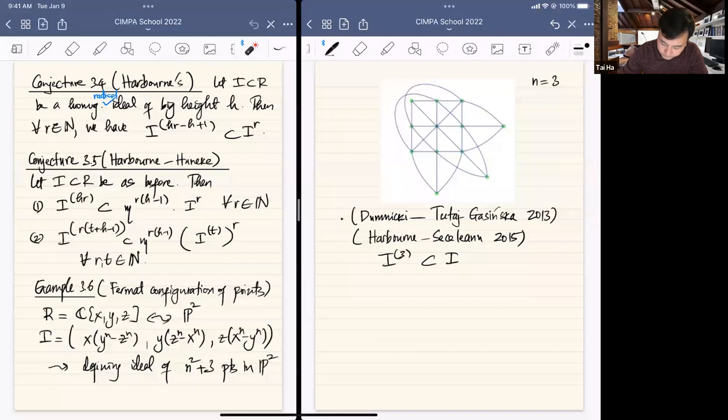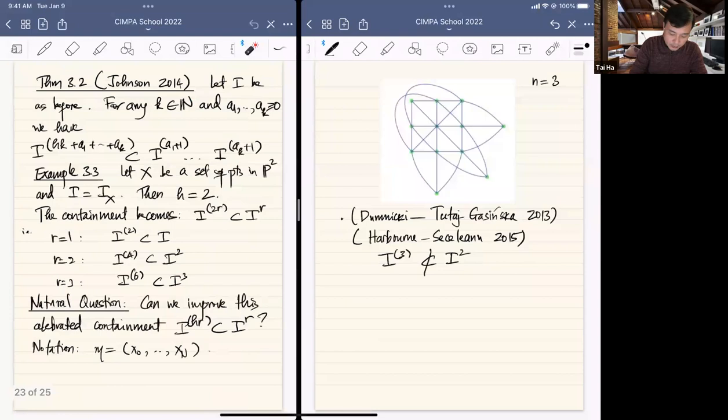Now, if you look back here, these are the known containments. If you want to improve, maybe I put it here, if you want to improve the second one, one way to do that is to drop the power. So we're looking at whether I to the third is contained in I squared.